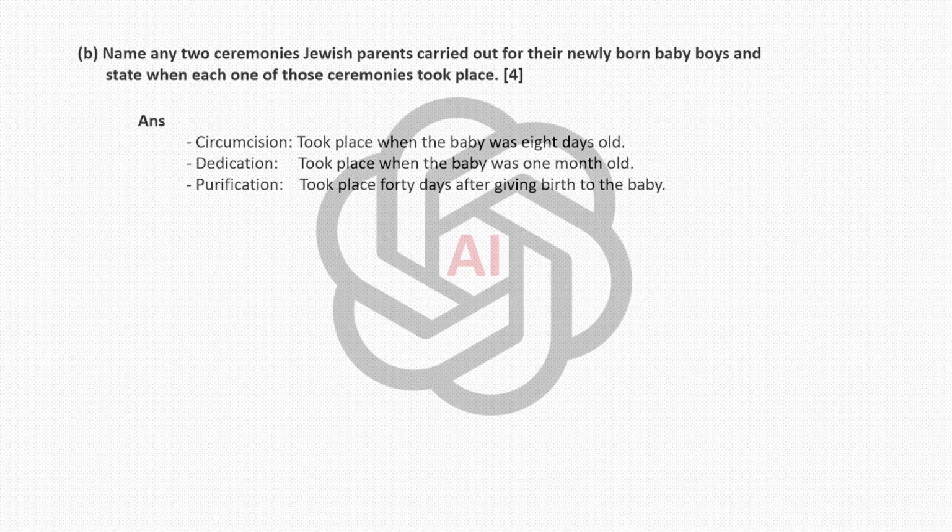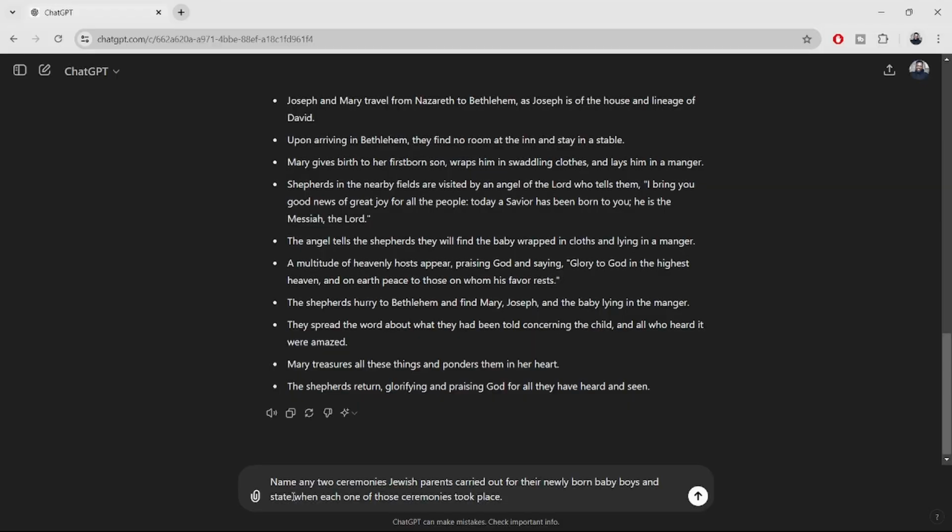So let's see what ChatGPT will give us. Okay, so again, I've pasted the question there. Name any two ceremonies Jewish parents carried out for their newly born baby boys and state when each one of those ceremonies took place.